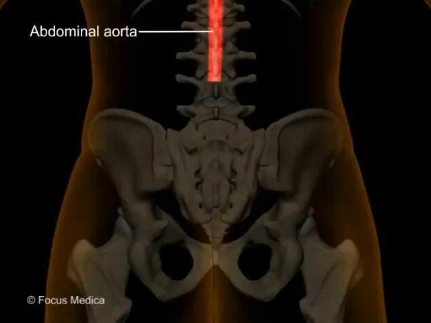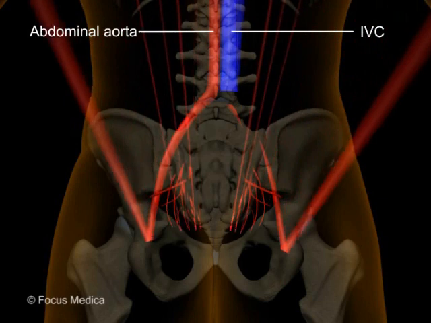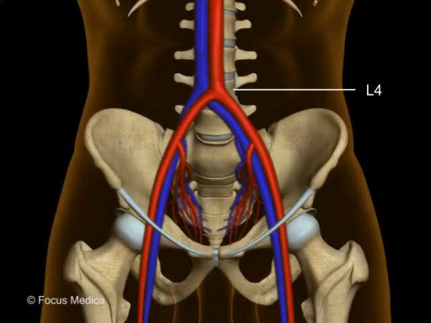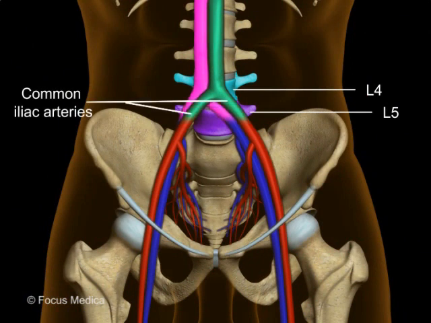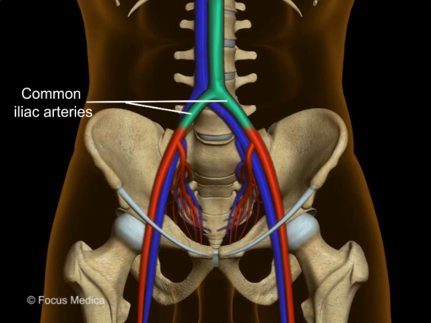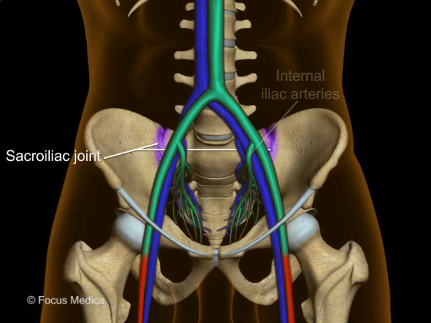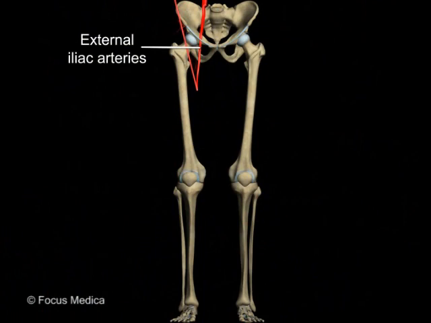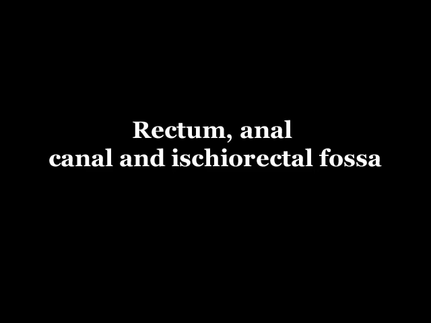The abdominal aorta is accompanied by the IVC as it descends on the posterior abdominal wall. At the L4-L5 junction, it divides into 2 common iliac arteries. Each common iliac artery runs inferolaterally to the front of the sacroiliac joint. Here it divides into internal and external iliac arteries. The external iliac artery exits the pelvis to supply the entire lower limb.